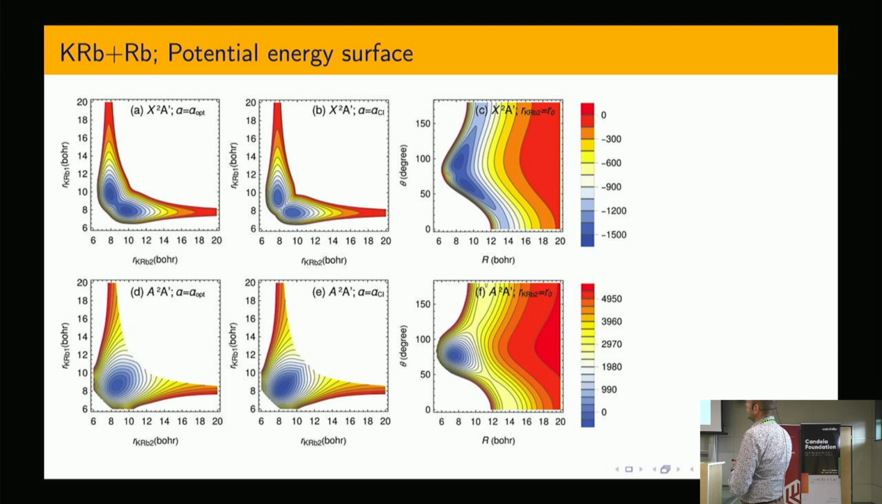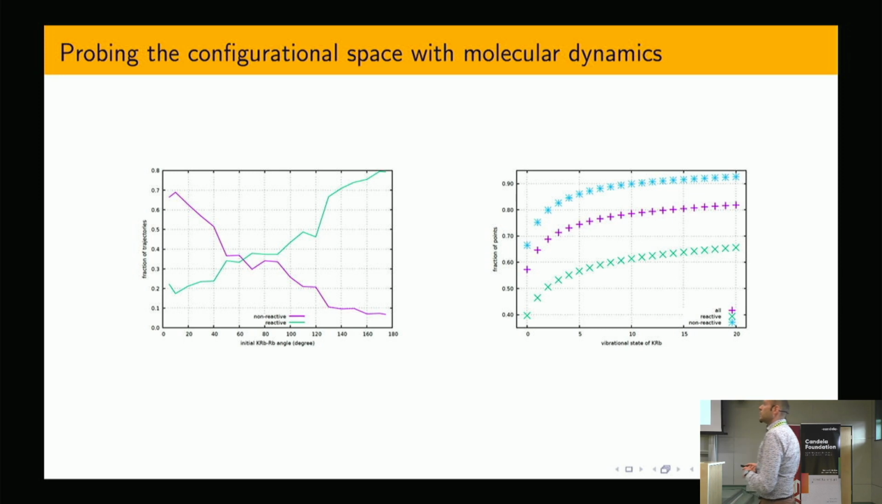What I would like also to mention is this nice coincidence that the conical intersection is exactly in the same position as the minima on the excited state potential energy surface. So we try to probe the configurational space a little bit to know if we really need to include everything in the collisional calculations.